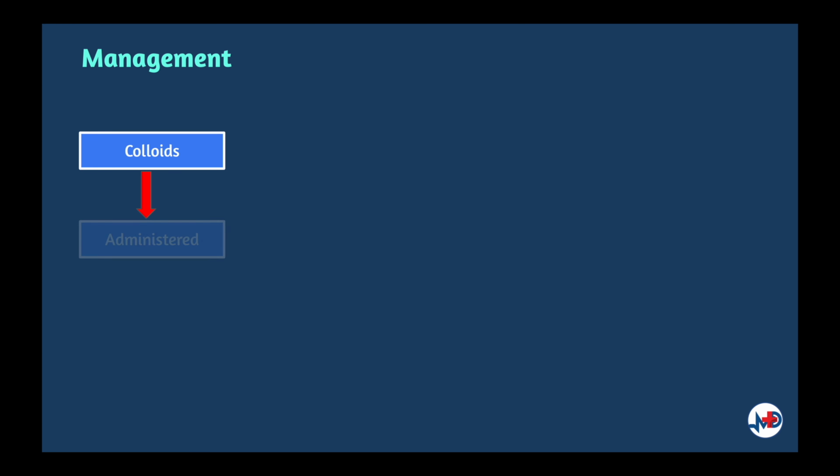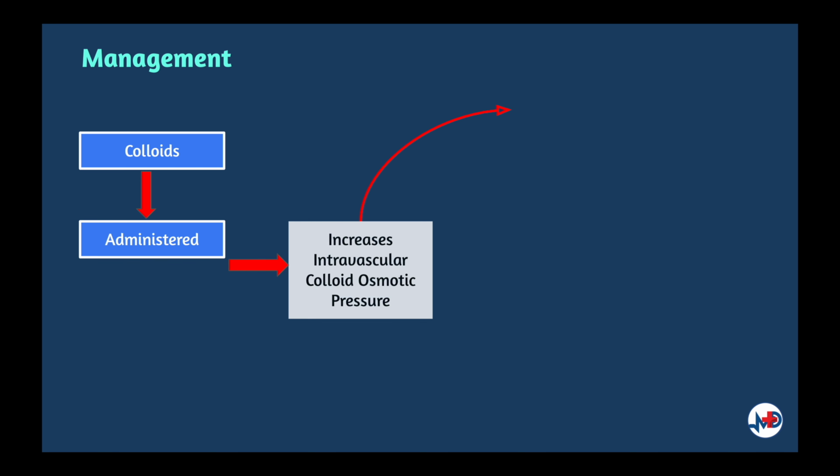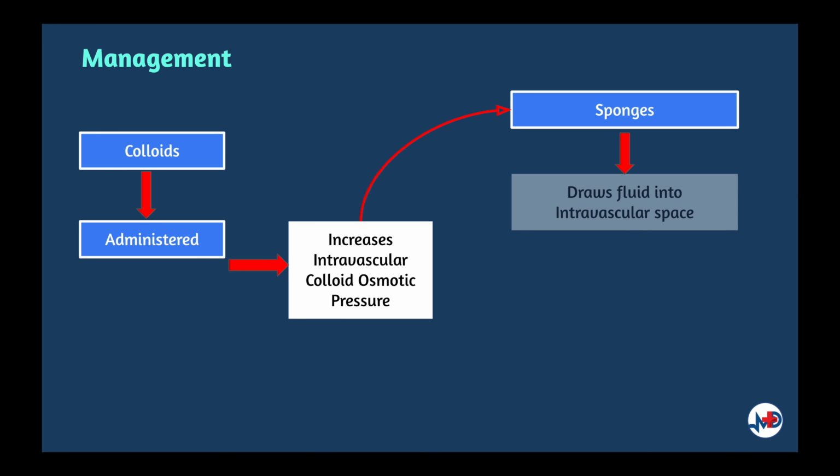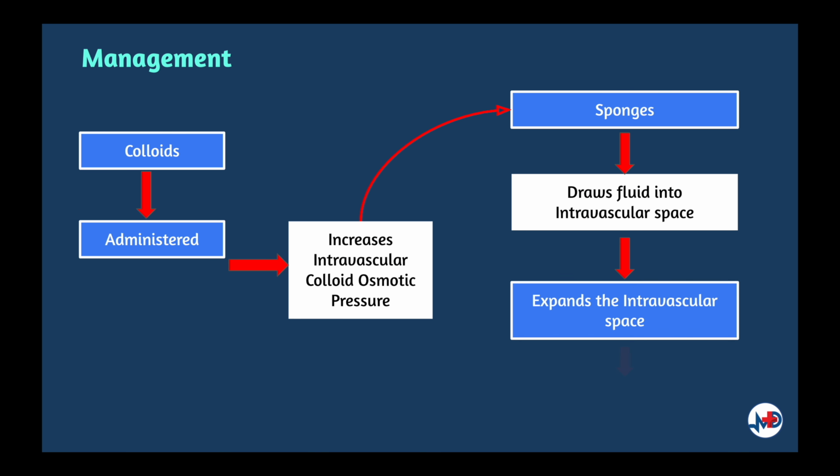Next would be colloids. Administration of exogenous colloids results in an increase in the intravascular colloid osmotic pressure. Now, these effects of colloids on intravascular volume are a consequence of their relatively large molecular size, limiting their passage across the capillary membrane in larger amounts. Alternatively stated, colloids can be thought of like sponges, drawing fluid into the intravascular space from the interstitial space.